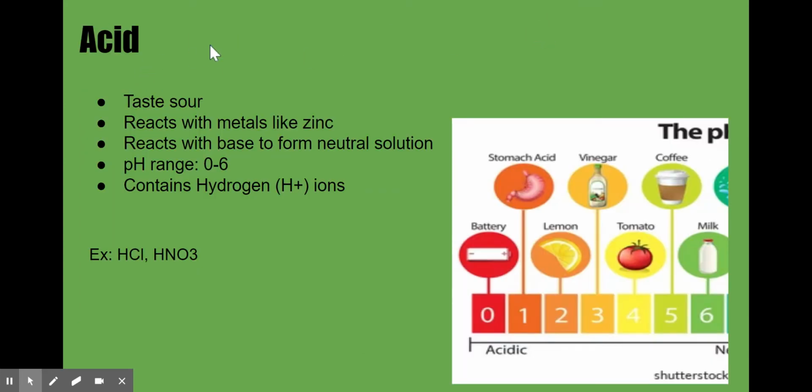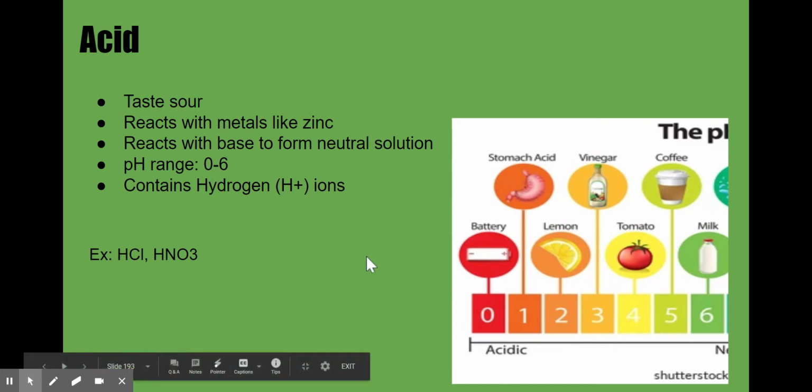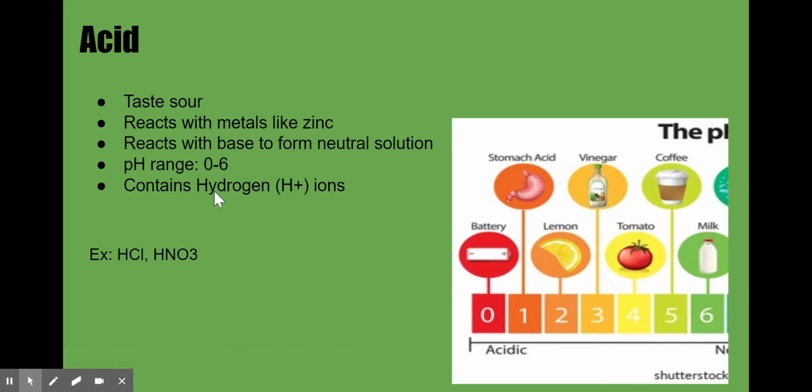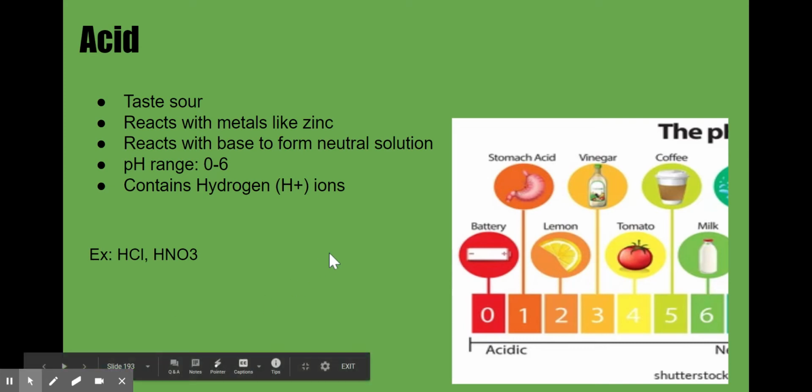So talking about an acid. When we're talking about an acid, if you were to taste something that was acidic, it would have more of a sour taste to it. It reacts with metals like zinc. When we react an acid with a base of the same strength, it forms a neutral solution. The pH range is 0 to 6. That's why we added that on the outside here. And it contains an excess of hydrogen ions, like hydrochloric acid, for example.